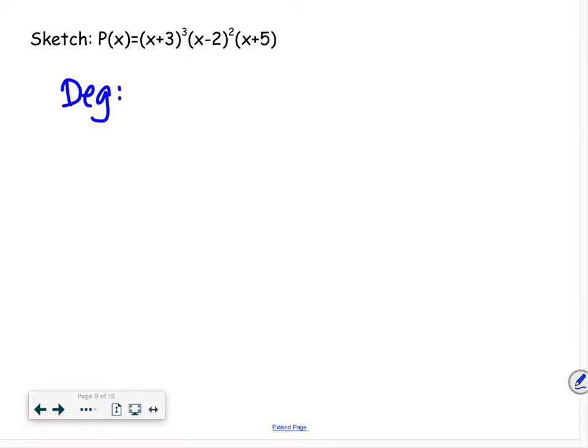What is the degree of this equation? That would be 6. Leading coefficient, positive or negative? Positive. Okay, is 6 odd or even? Even. So do the tails go the same or opposite direction? Same. Same if my leading coefficient is positive, they both go up. Both up.